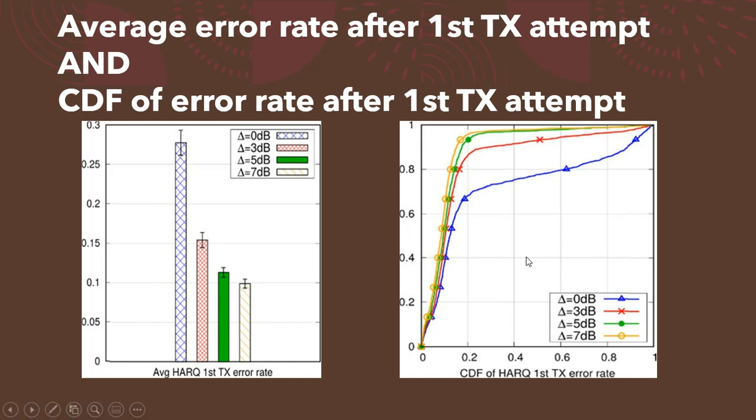For the CDF of the error rate of the first HARQ transmission attempt, we observe that the target 10% error rate is around the median value, whereas only a small fraction of users gets an error rate larger than 20% where delta equals 5 decibel or 7 decibel, from the average error rate throughout the CDF.